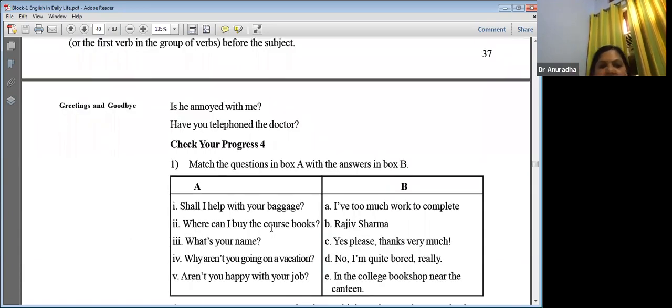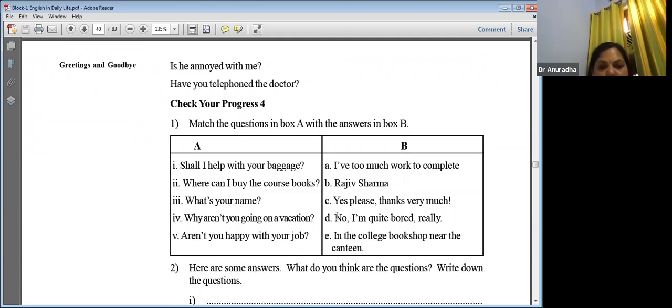So let us do this exercise. Match column A with the B. Shall I help with your baggage?